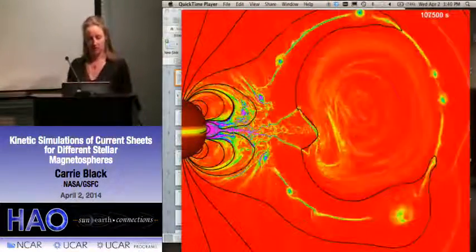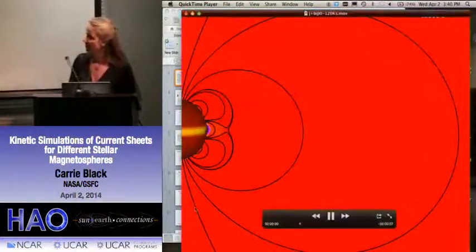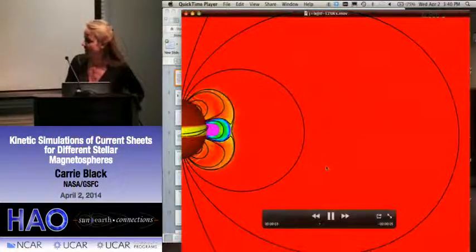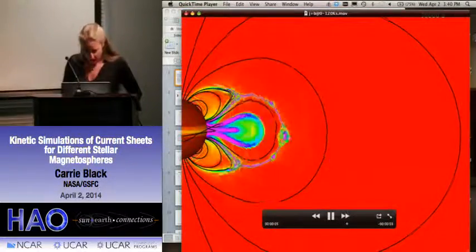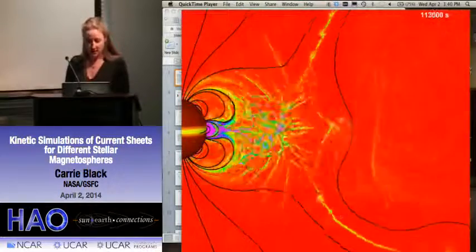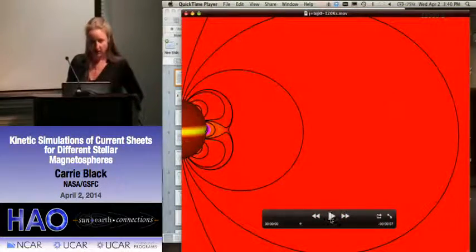There it is again. Okay, I'm sure you all have seen that a lot. So the current density? Yes, it is the current density, and the field lines are drawn on top of it.